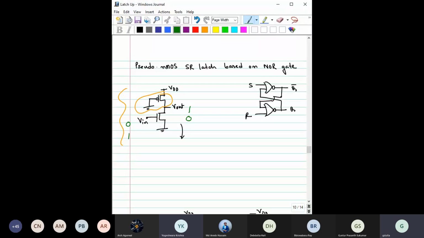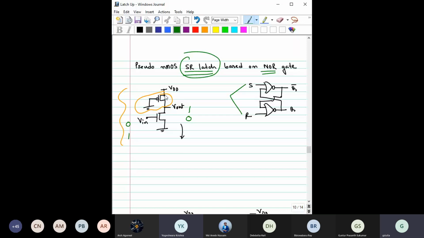Okay. Now suppose you want to implement an SR latch using NOR. Then from the gate level diagram, we know that the NOR implementation can be done like this, if you want to implement this SR latch. Now, how do you represent a NOR gate in pseudo NMOS?